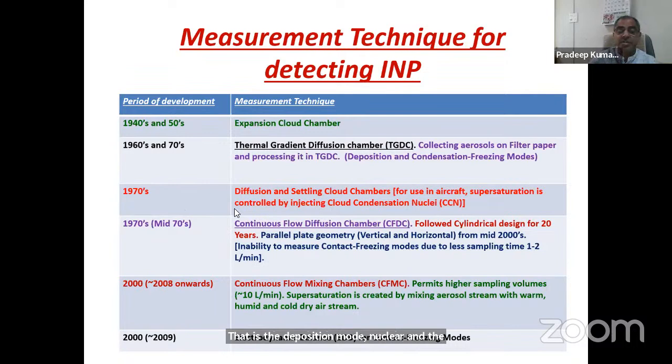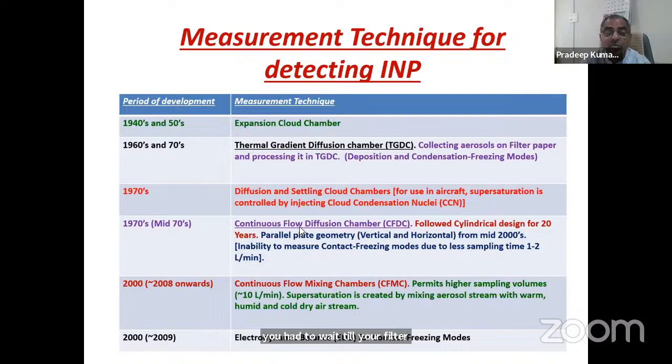In the 1970s, diffusion and settling cloud chambers were developed for use in aircraft, where supersaturation is controlled by injecting cloud condensation nuclei. Then in the mid-1970s, the continuous flow diffusion chamber was invented. With the thermal gradient diffusion chamber, you had to collect filters and bring them back to the lab for processing, but with continuous flow diffusion chambers, you can take them out in the field and immediately get your ice nuclei count.